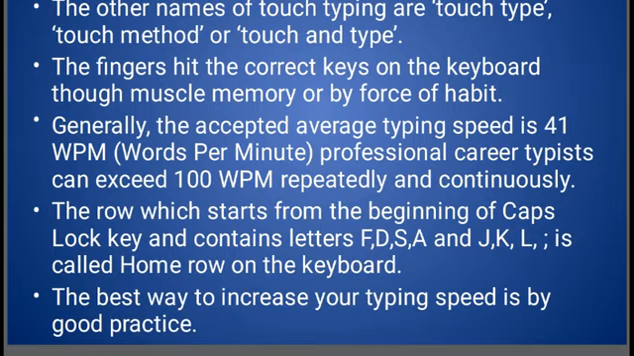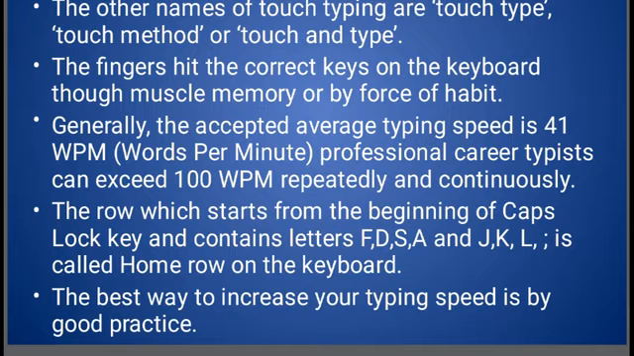So this is our first row to start our typing. This is called home keys. The home keys have these letters: F, D, S, A in the left hand, and J, K, L, semicolon in the right hand. This is called the home row on the keyboard. This is our base row, so always we can type our letters from here. This is our base row or home row.